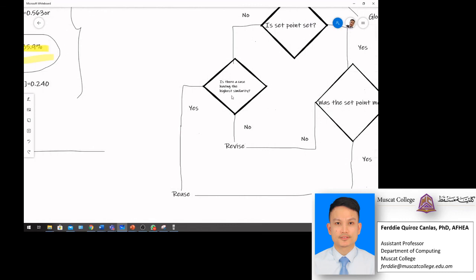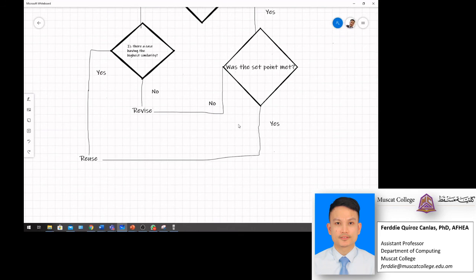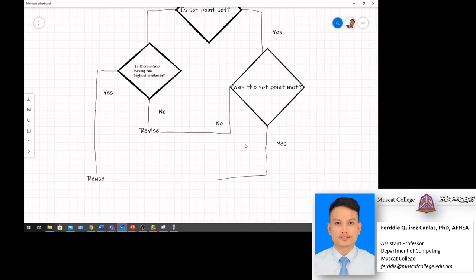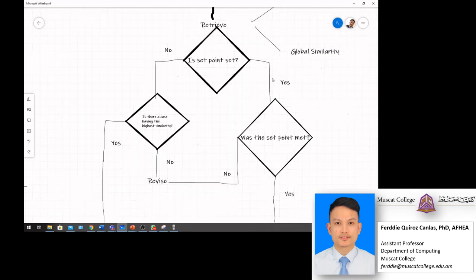If there is no solution, then you have to revise. Okay, you have to revise the solution. You have to create your own solution for that. Okay, then after this, go with the retain. The last stage of the CBR is retain, meaning you have to retain.